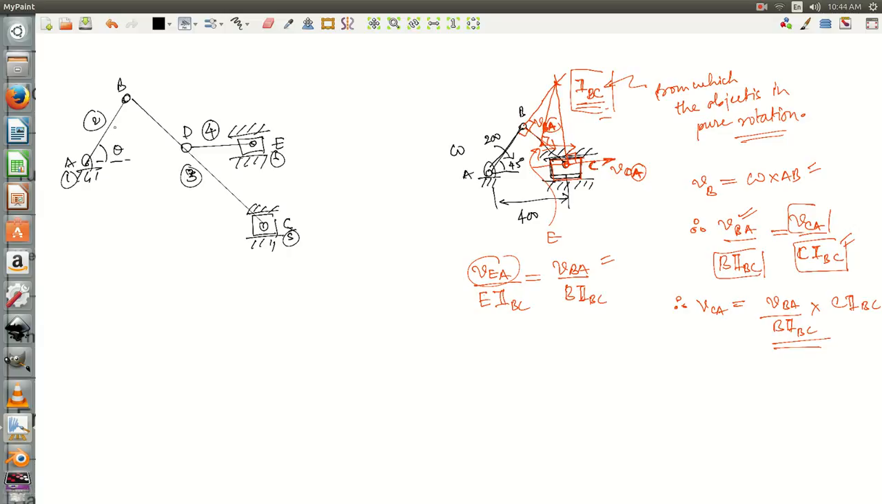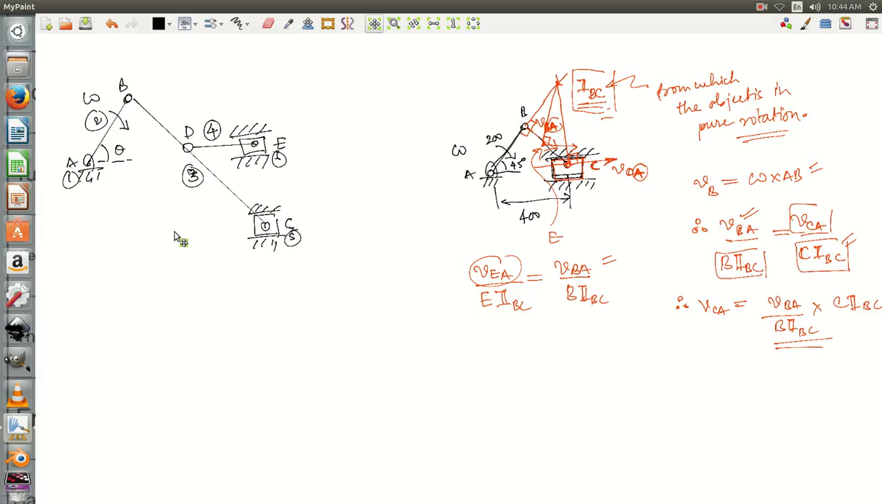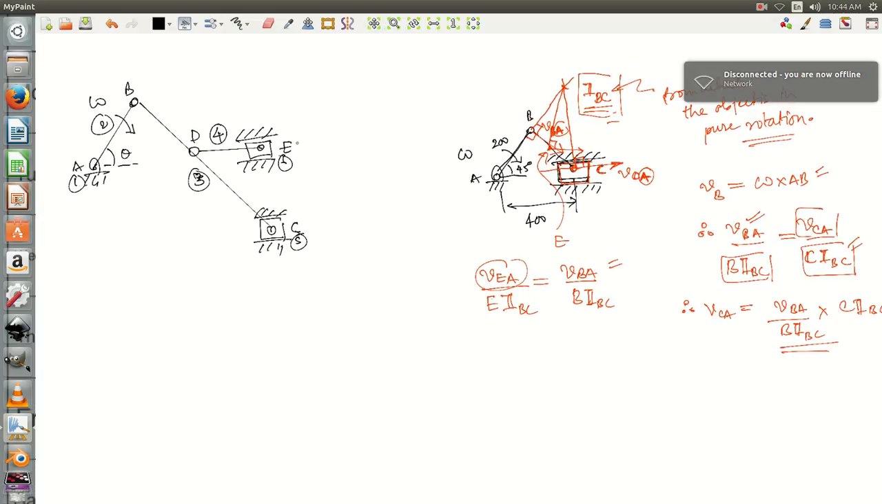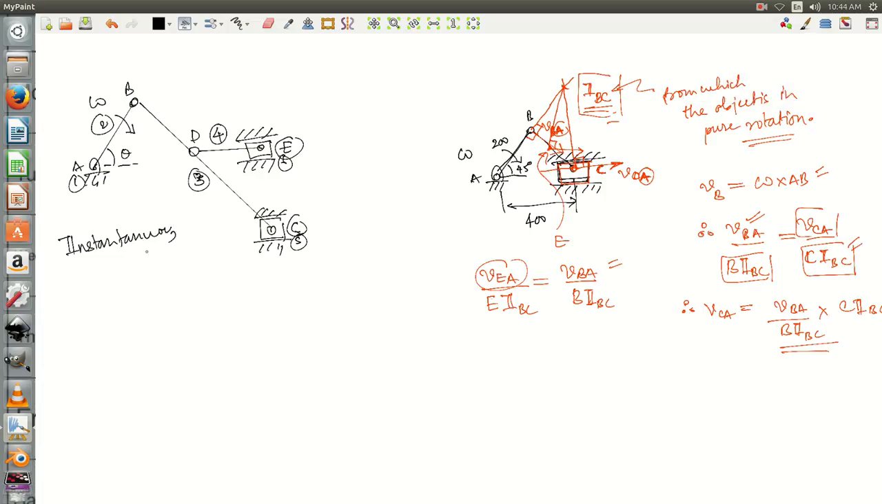Let us say this angle is given, the rotation of this link is also given. Now we have to find out the velocity of the slider E and slider C using the instantaneous center method. Right? Using the instantaneous center method, we have to find out the velocities of C and E.